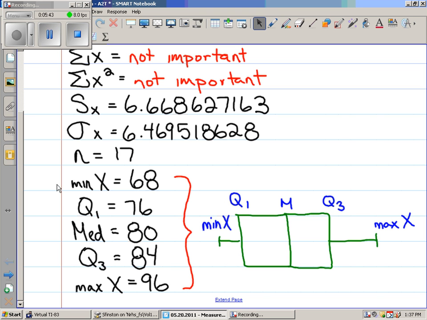So what is the minimum? This is the minimum value of all your data. I'm going to skip over Q1 for a minute. What's the median, for those of you that can drive? The middle. The median is the middle of the road. The median is the middle number that divides the data in half, which leads us to Q1 and Q3. They are quartiles. These numbers divide the data into fourths.